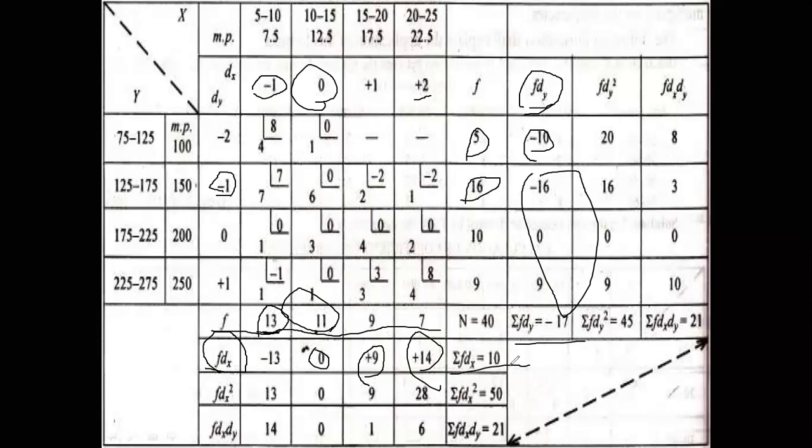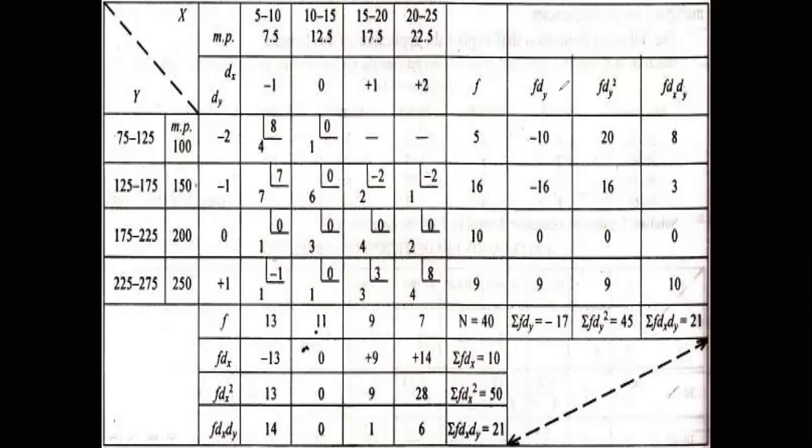Now the next step is f d square y calculation and f d square x. We need to do these calculations also. So what we need to do? We need to take the square of dx and multiply by frequency. If we do the first one, the dx value is minus 1 into minus 1, 1, and we multiply that by 13. So the value will be 13, as you can see here.